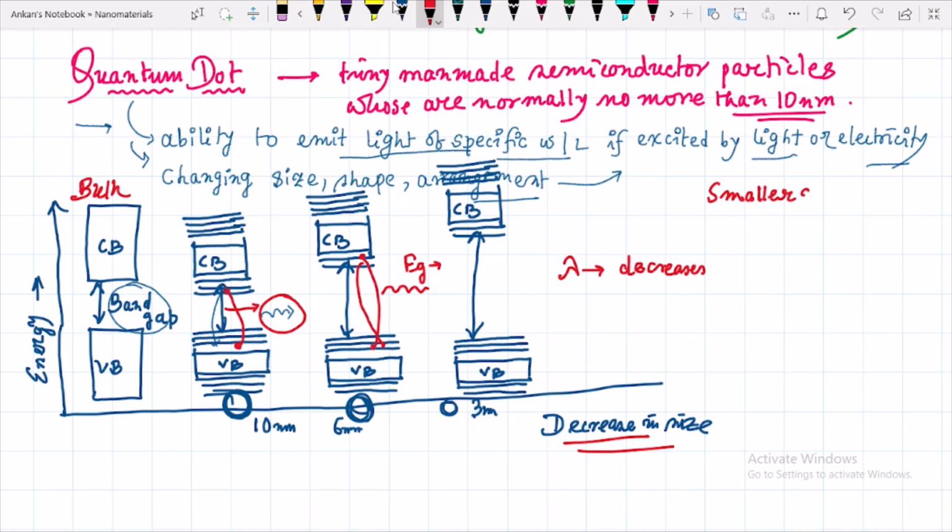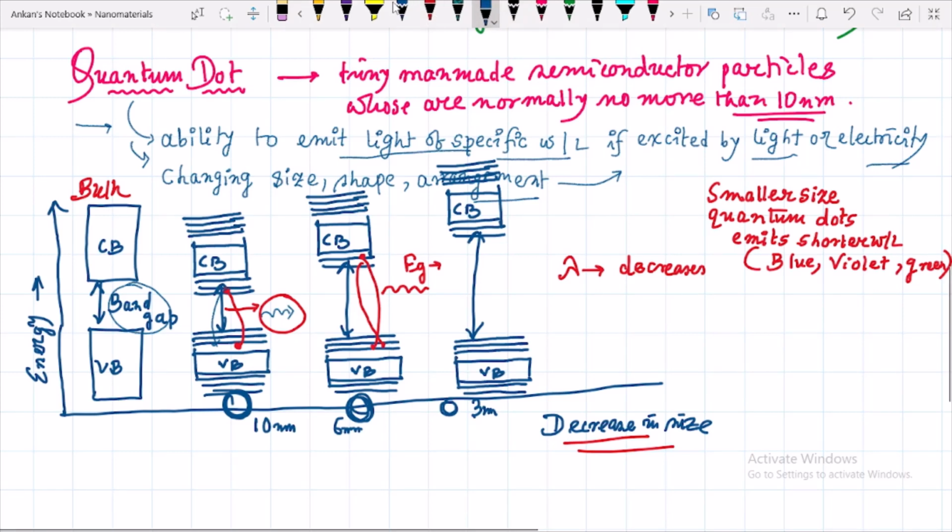Smaller size quantum dots emit shorter wavelength, in visible regions such as blue, violet, green, etc.